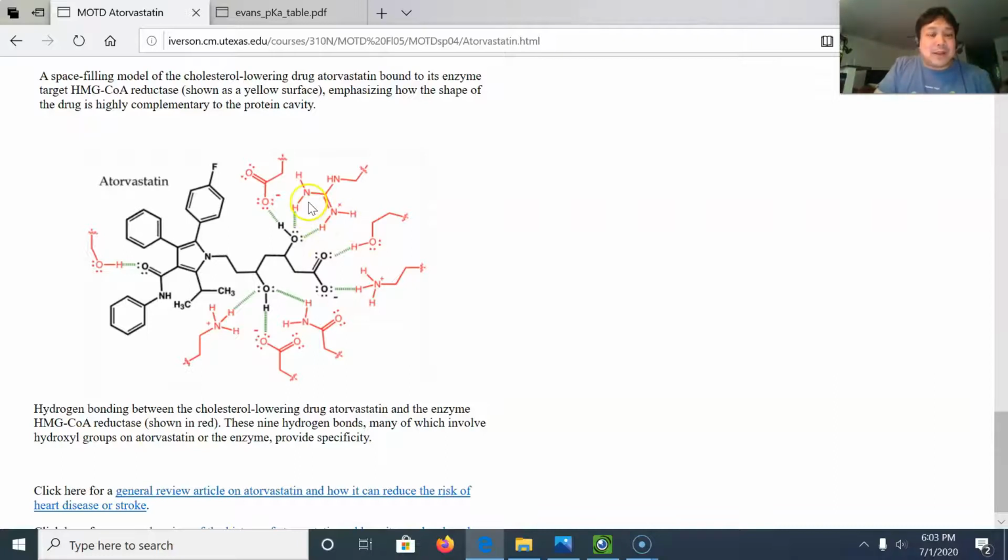Now, what is providing that hydrogen? Look at all these red drawings here. That's part of the enzyme. Those are the amino acid side groups of the enzyme HMG-CoA reductase.